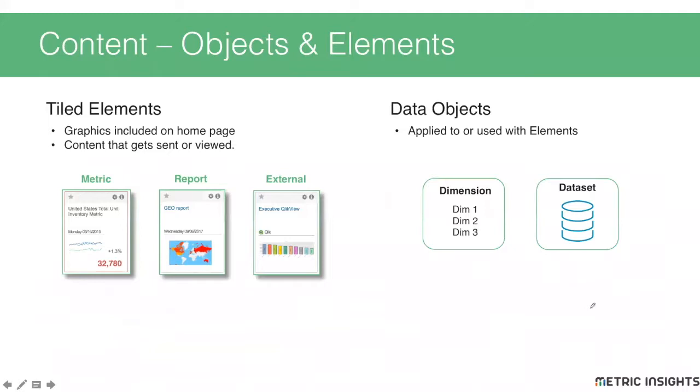Objects that are distributed from Metric Insights and that build tiles on the home page are called elements. There are only a few different types of elements in Metric Insights, primarily metrics, reports, and external reports. We'll also discuss datasets and dimensions, which are used to create and filter elements.